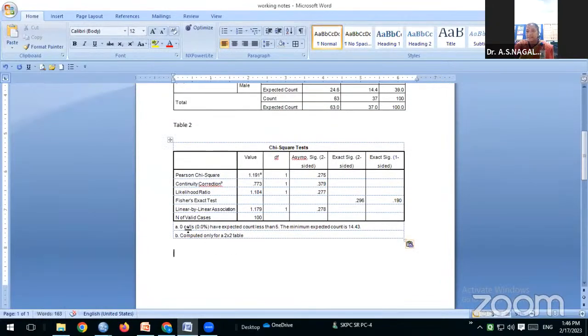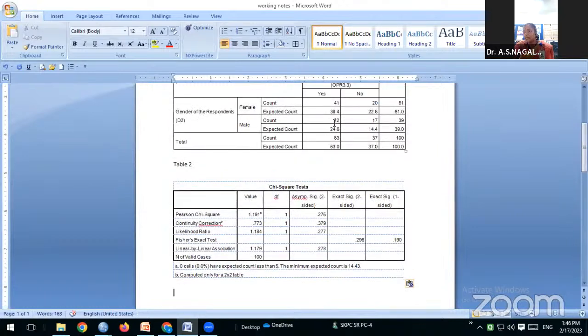Here, this explains zero cells have a value less than 5. There is no cell found with a value less than 5. Normally we would do a correction when we do it manually, but the machine does all the work and gives us the output. So the table 2, which we are supposed to choose, is about the chi-square test.